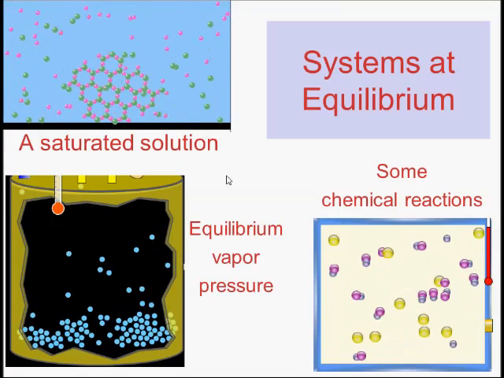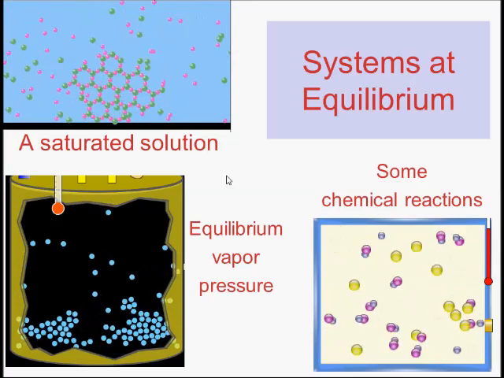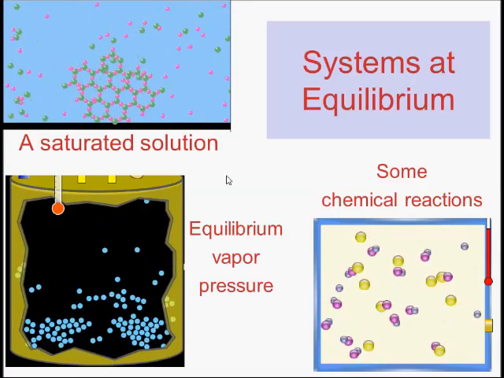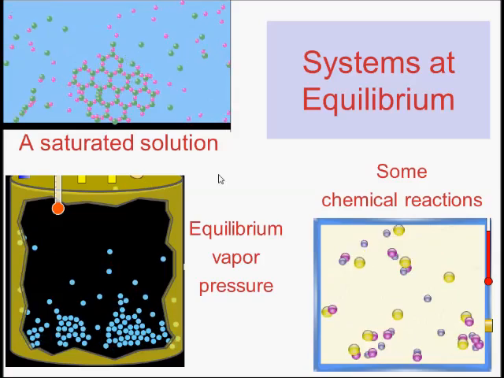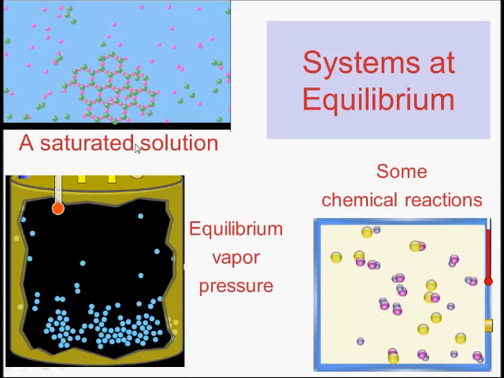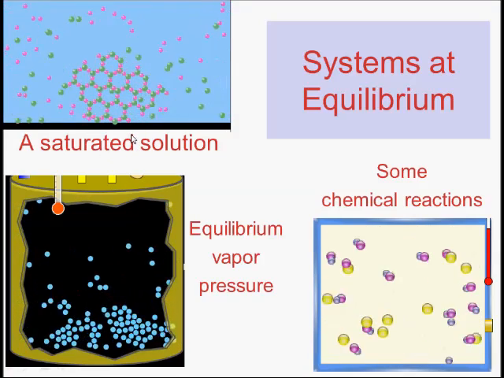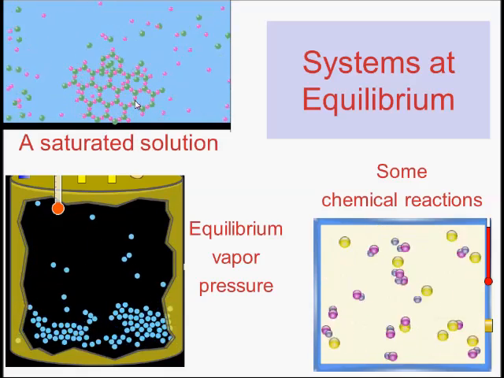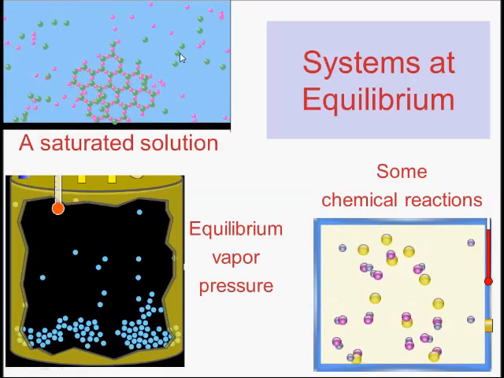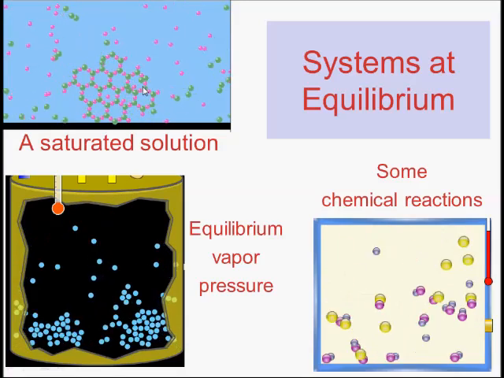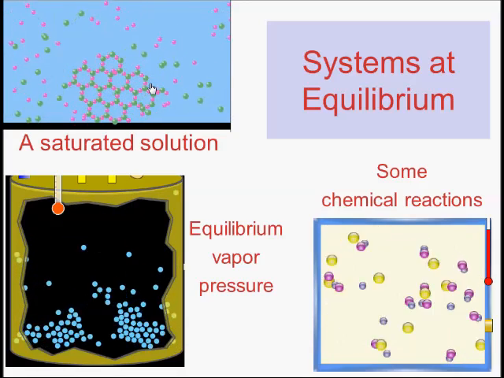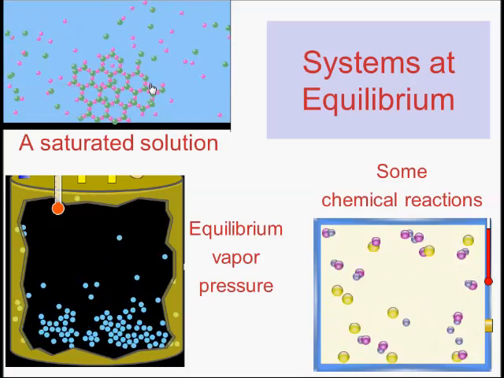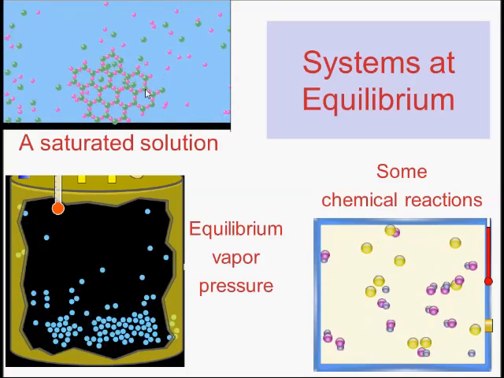In this video, we're going to be looking at systems that are at equilibrium, and we've already seen a few examples of systems at equilibrium. We have looked at saturated solutions, and we've seen that there is a dynamic equilibrium occurring between the excess solute and it dissolving into solution. And so that's going back and forth, but since it's at equilibrium and saturated, the amounts of each don't change.